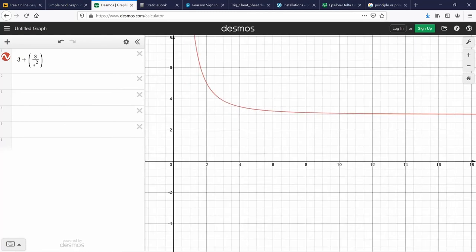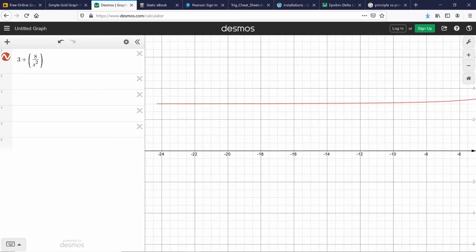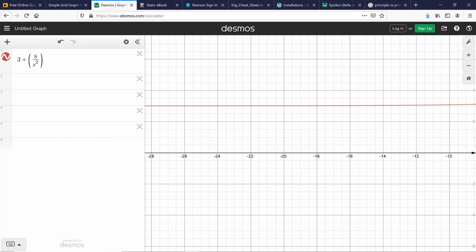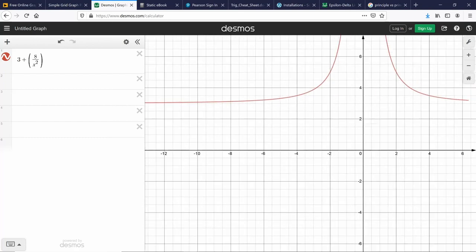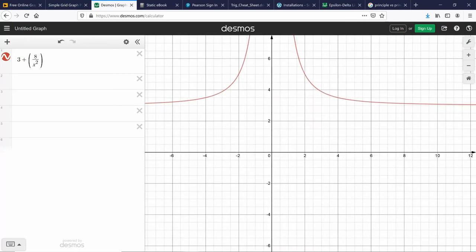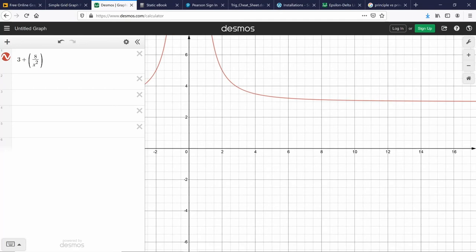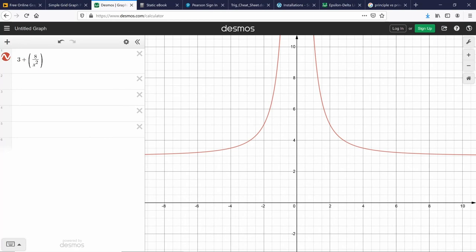And then as you move way out to the left and start looking at really big negative x values, I'm getting the same thing. It looks like 3 is what it's getting close to. So that's the idea of limits at infinity. It's like what's happening on the extreme right-hand end, and what's happening on the extreme left-hand end. For this reason, it's sometimes said that we're looking at end behavior when we look at limits at infinity, like as x goes to infinity or negative infinity.